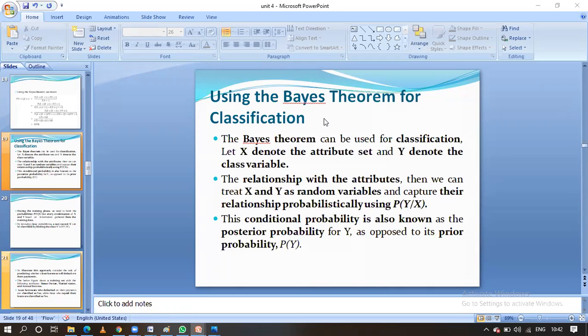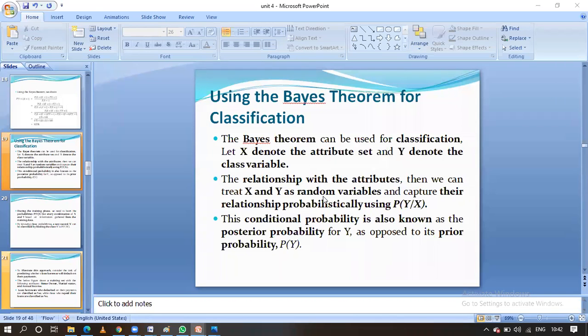Okay, we are using Bayes theorem for classification. How are we going to classify with the help of Bayes theorem? Here, X is a set of attributes, and Y denotes the class variable. Finally, this is the destination thing we have to find out, that is the class variable. Here Y is the class variable, and X denotes the attributes. We are going to find out the relationship between these two things, X and Y. Here X and Y are random variables.